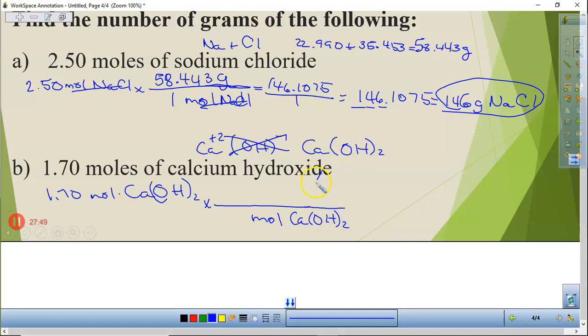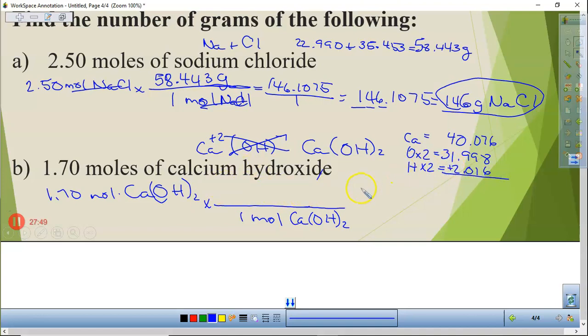I'm going to use my conversion factor: 1 mole is equal to the molar mass. So 1 mole of calcium hydroxide is some molar mass, and we'll have to find that out. There's 1 calcium, which is 40.076. How many oxygens are there? 2. So oxygen times 2 is 15.999 times 2, which is 31.998, and hydrogen times 2 is 1.008 times 2, which is 2.016. I'm going to add all those together to get the molar mass.